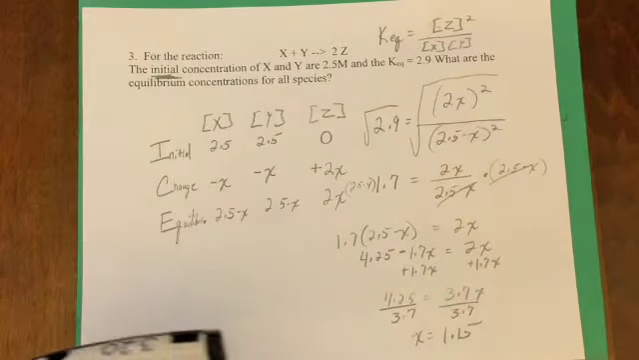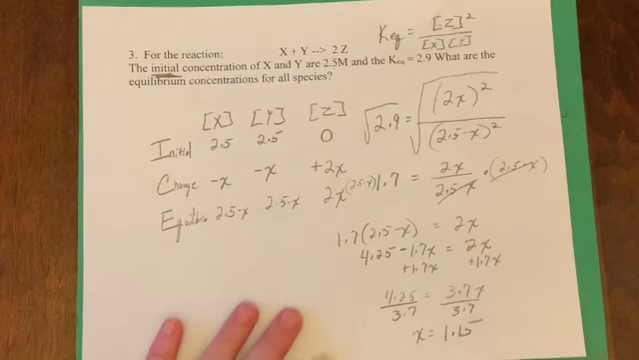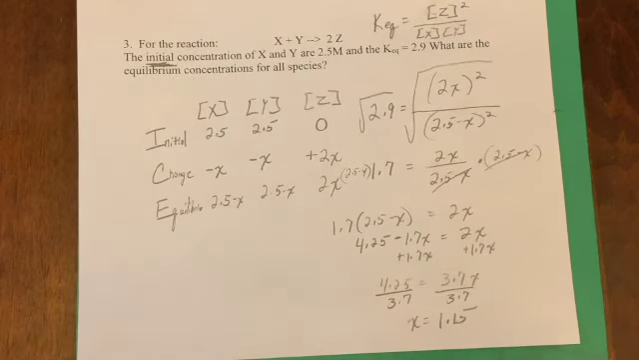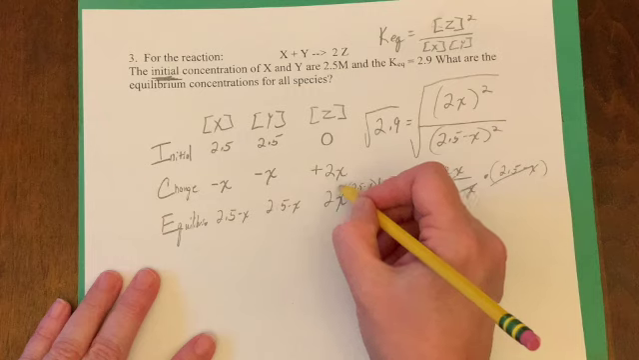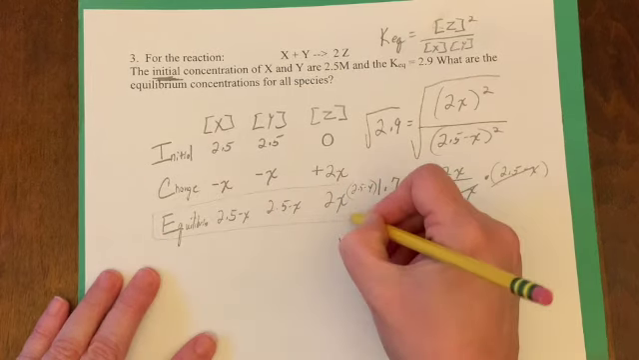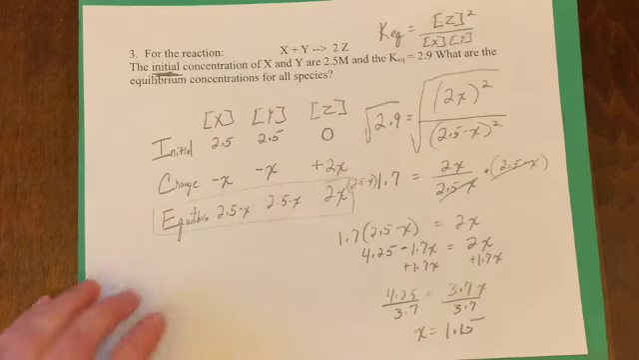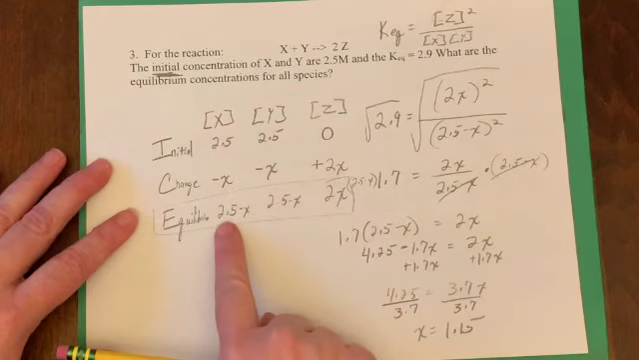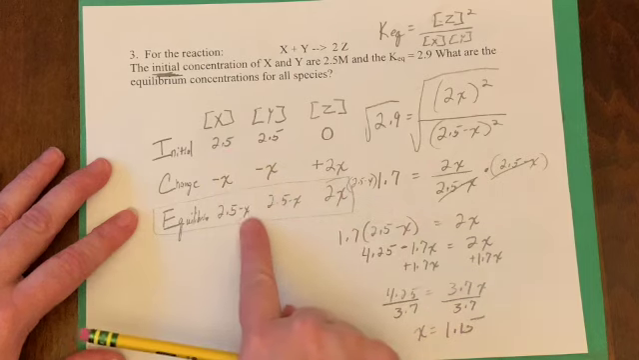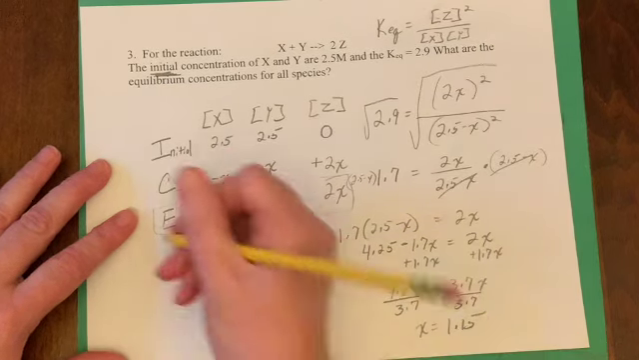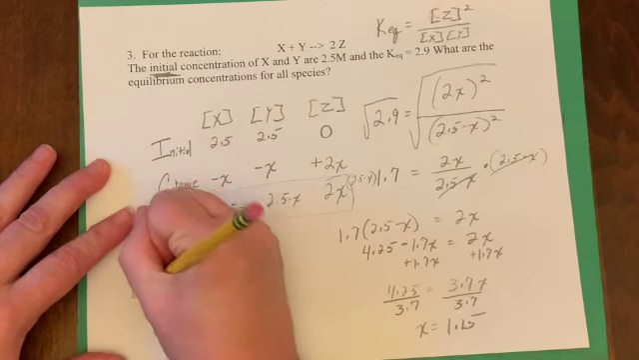All right, well, we did a lot of work. There's been a lot of work done on this problem, but we have not answered this question at all. The question was, what are the equilibrium concentrations for all species? So we have to go back to this equilibrium line. My concentration of compound X is 2.5 minus little x. So what I do is I write concentration of X.